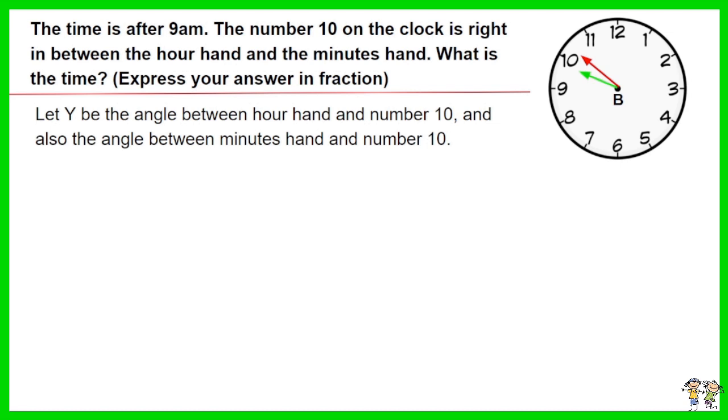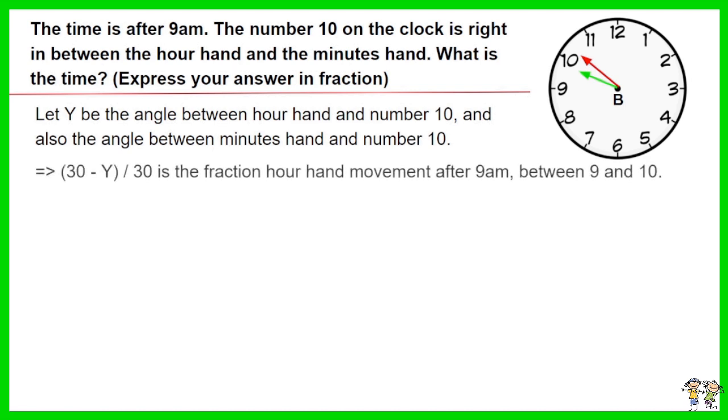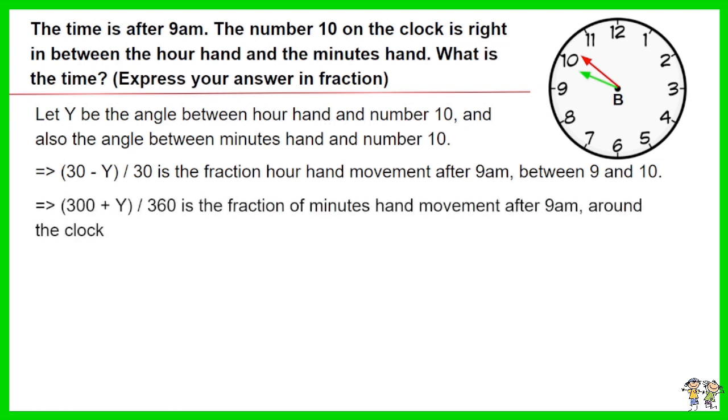Let y be the angle between the hour hand and number 10, and also the angle between the minutes hand and number 10. 30 minus y, then divided by 30, is the fraction of the hour hand movement after 9 a.m. and between 9 and 10. 300 plus y, then divided by 360, is the fraction of the minutes hand movement after 9 a.m. around the clock.